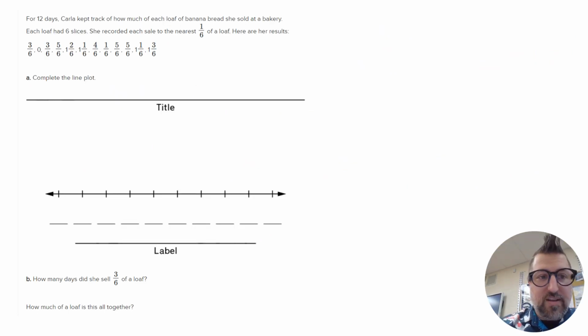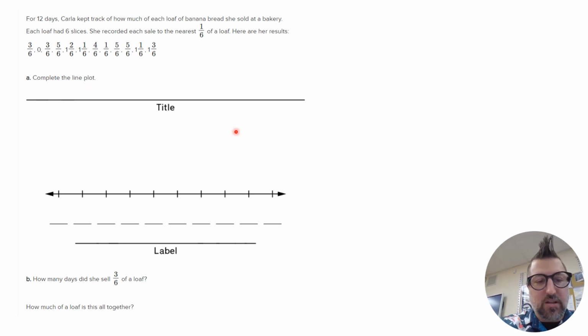For 12 days, Carla kept track of how much of each loaf of banana bread she sold at a bakery. Each loaf had 6 slices. She recorded each sale to the nearest 1/6 of a loaf. Here are her results, and they gave them right here. I'm not going to read all of those, but they're a bunch of fractions, all in 1/6 for the unit fraction.